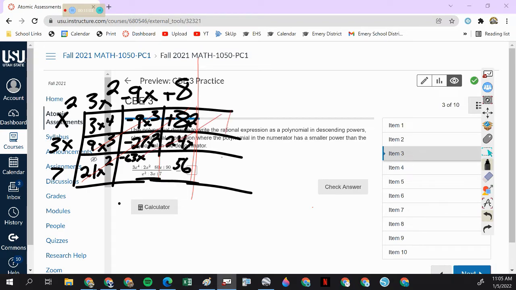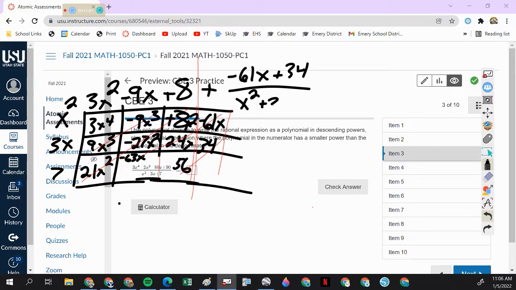Okay. These need to add to 80. And right now they add to negative 19. So I need 61 more. No. Yeah. Negative 61x. And then those need to add up to 90. And right now they add up to 56. So I need an additional 34. What do I do with my remainder? Plus negative 61x plus 34 over the original x squared plus 3x plus 7.